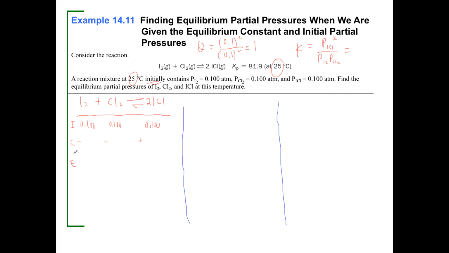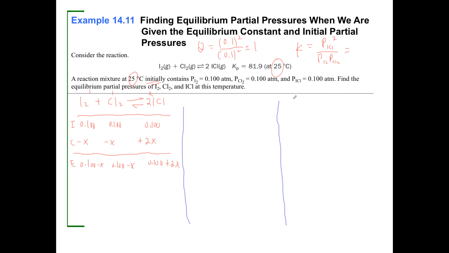You see what I just did there with Q? Okay. Now, if that's the case, it looks like this is a 1:1 to 2 ratio. So if I lose x here and lose x here, I'm going to be gaining 2x, right? And so this equilibrium amount is 0.100 minus x. This is the same. I guess I'll write it out. 0.100 minus x, and this is 0.100 plus 2x. Okay?